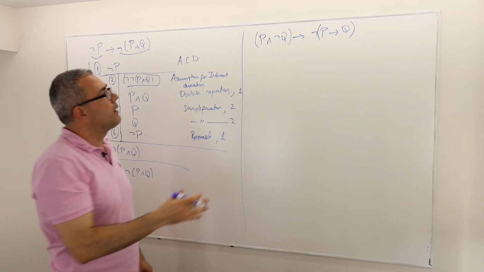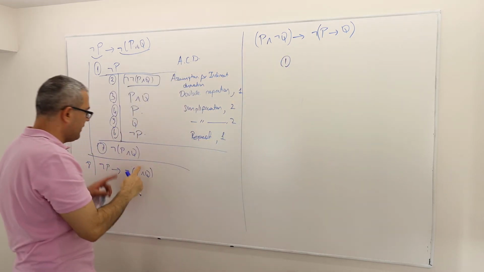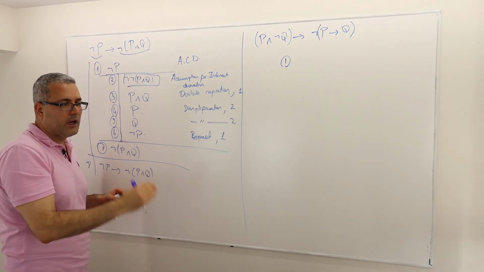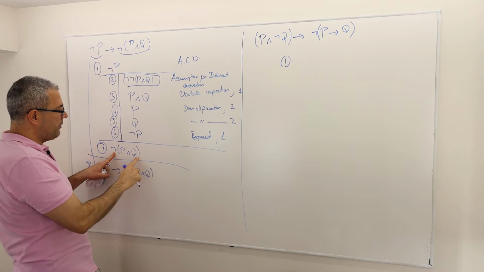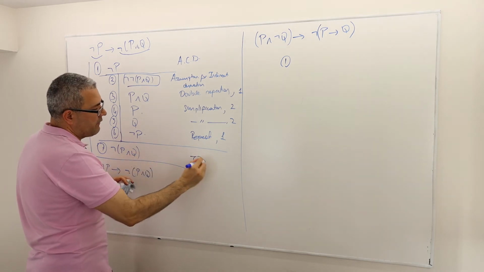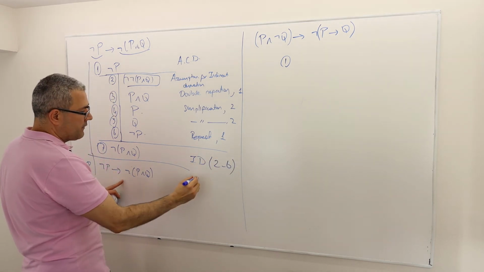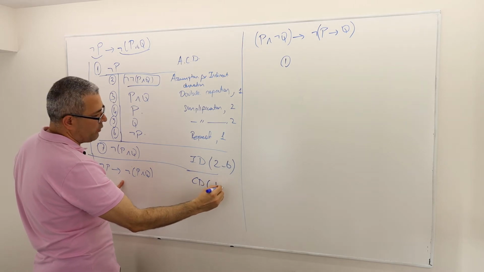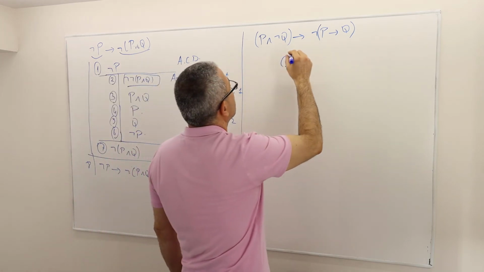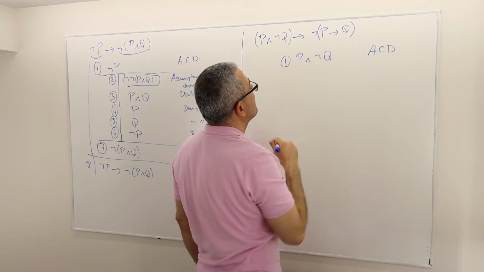So once again, because this is a conditional statement, I'm gonna start, oh, by the way, it's always good to write the explanation here, how we prove these arguments. So this not P and Q, this is indirect derivation thanks to arguments between 2 to 6. And this is conditional derivation thanks to arguments between 1 to 7. Okay? So here, the first assumption is P and not Q. So this is assumption for conditional derivation.